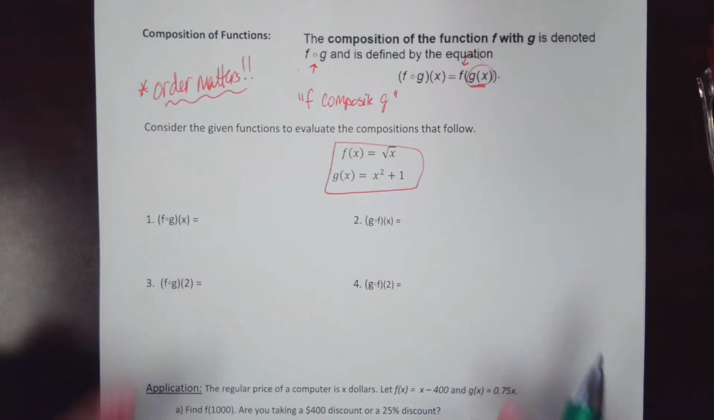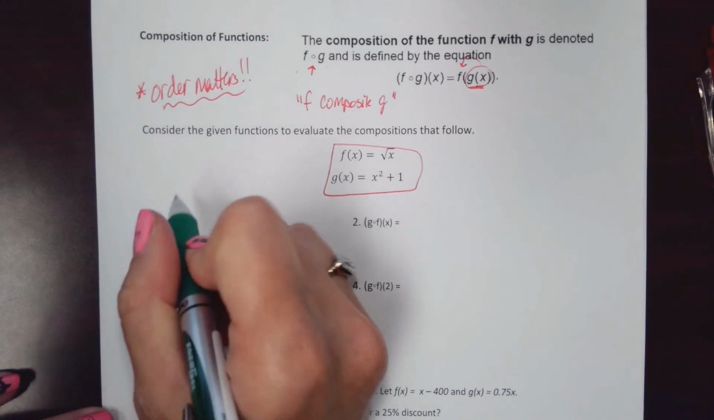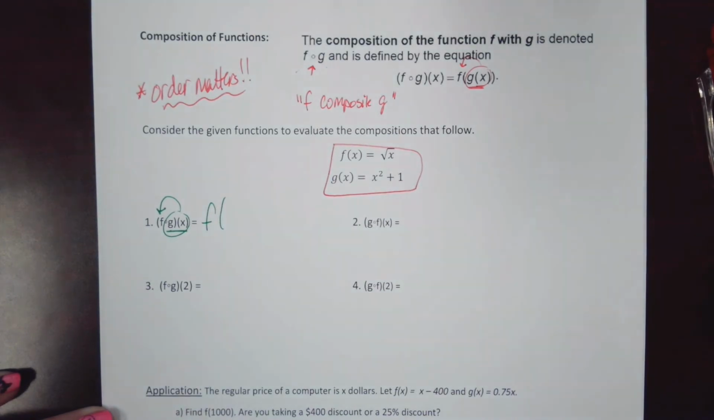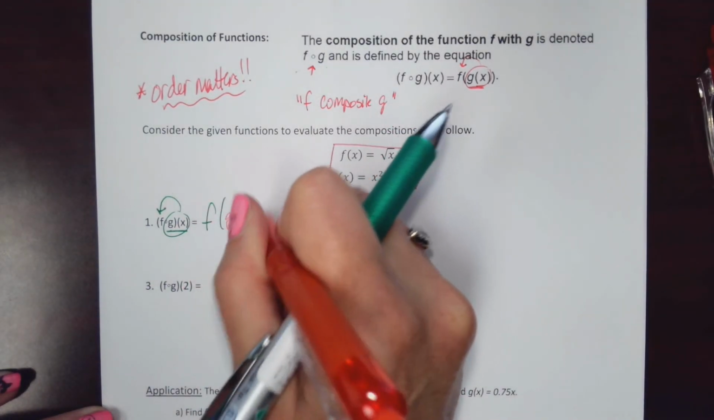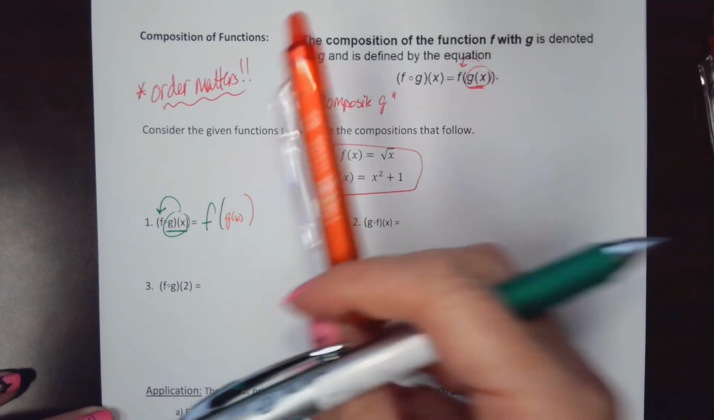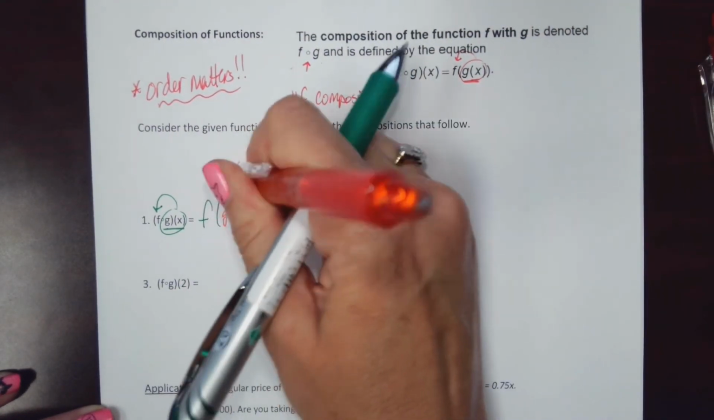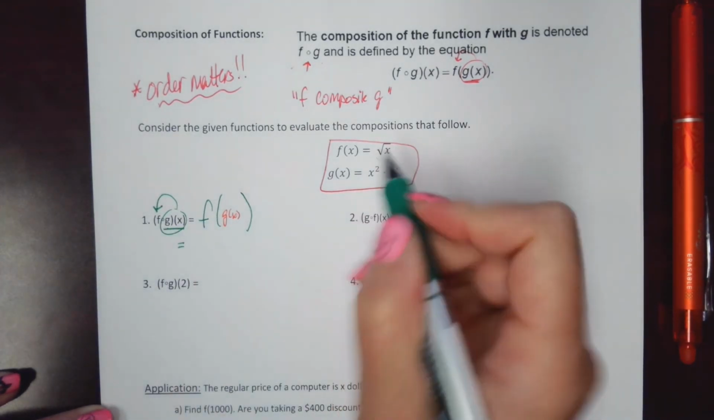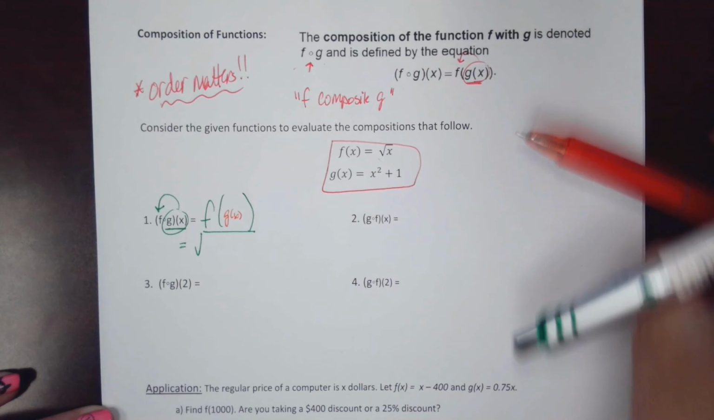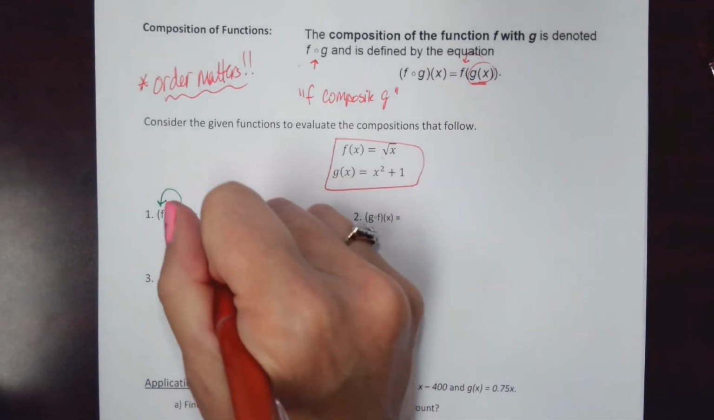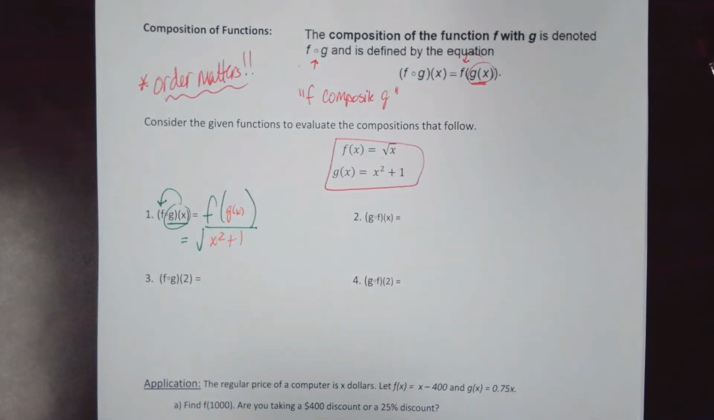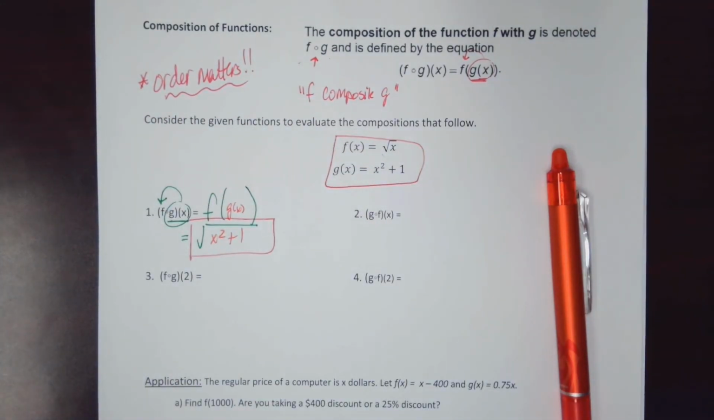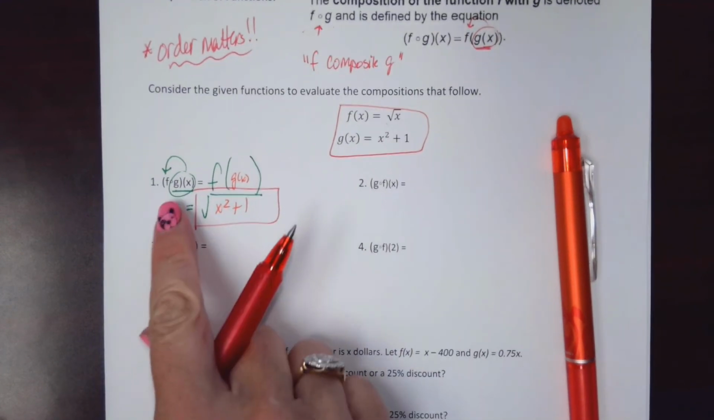First, we have f composite g of x, so I'm taking g of x as a function and I'm plugging it into f. So f is my outside function, g of x is getting plugged into that. Sometimes my color coding gets away from me. So my f of x function is the square root of x. So I have square root of, and x is replaced with the other function, x squared plus 1. So that is what it is. There's no way to simplify that. So we're done there.